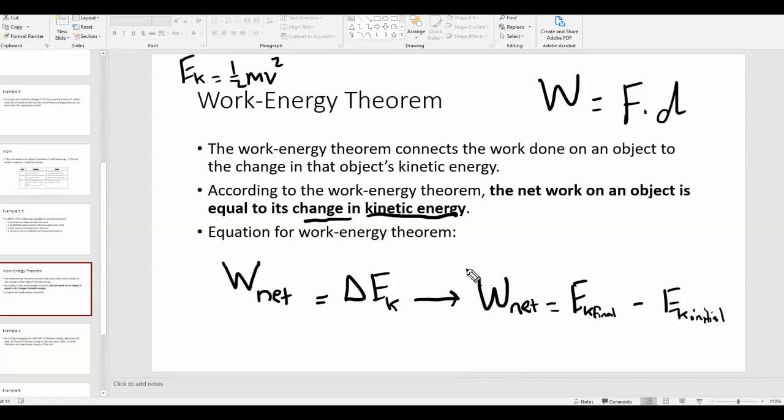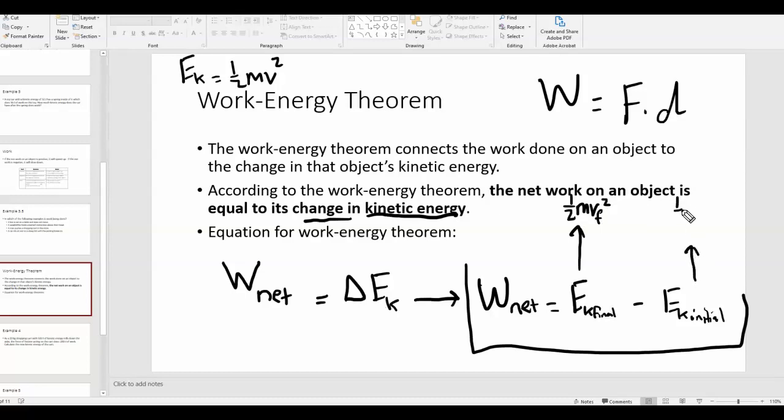Okay, and so here is the work-energy theorem right here. And remember, when you see EK final, really that's 1/2 m v final squared. And when you see EK initial, you can think 1/2 m v initial squared. Okay, because the equation for kinetic energy is 1/2 mv squared. So that is basically what the work-energy theorem says.